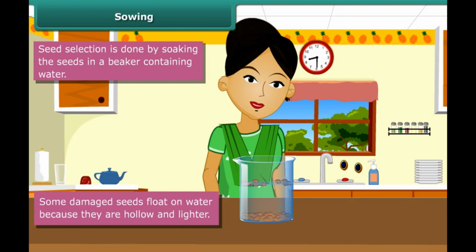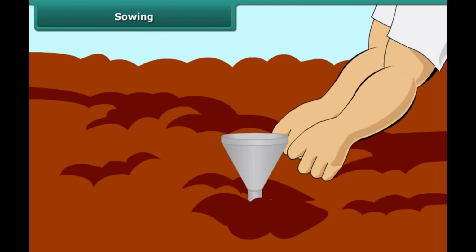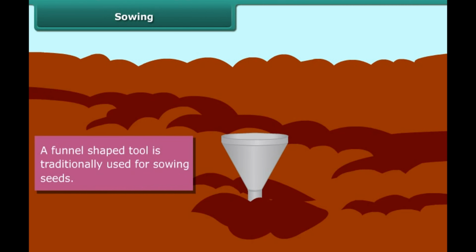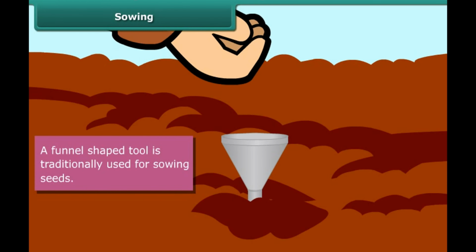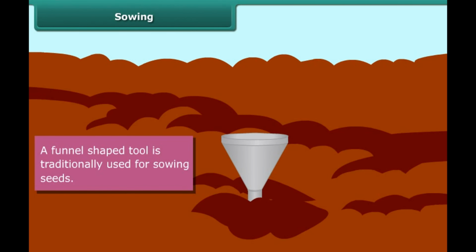Now let us see what the tools used for sowing seeds are. Look at this farmer. He has a funnel-shaped tool for sowing seeds. Observe closely. What is he doing with this tool? Yes, he is filling seeds into the funnel and passing them down through the sharp ends of the pipe to get them seeded in the soil.